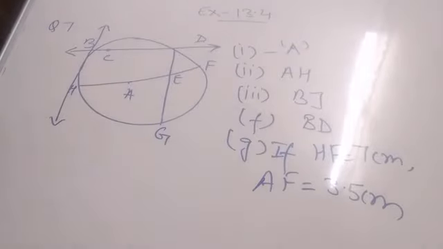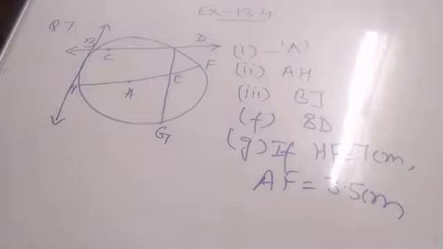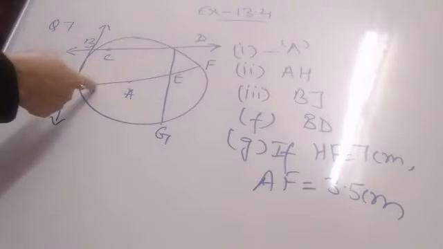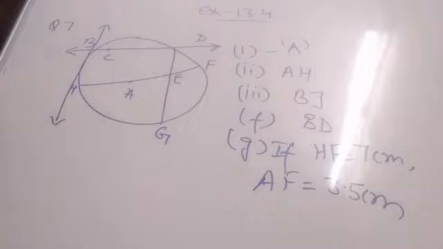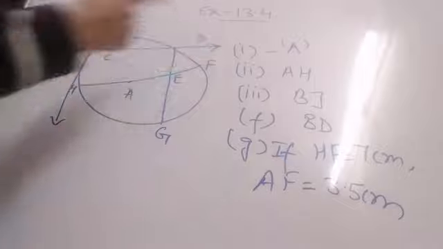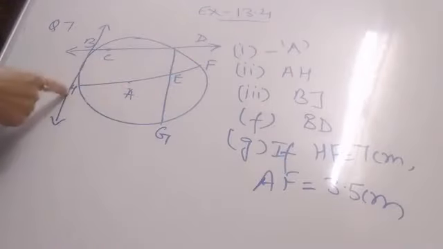This is a figure given to you and you have to fill it up. The first part is the center of the circle. As you know, A is the center of the circle through which this long chord is passing. So you will write here, A is the center of the circle. AF and dash are the radii of the circle. You know that HF is the diameter, so AF and HA or AH are the radii of the circle. So the second answer will be AH.